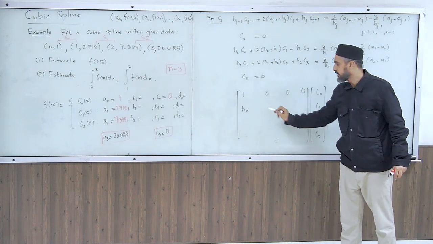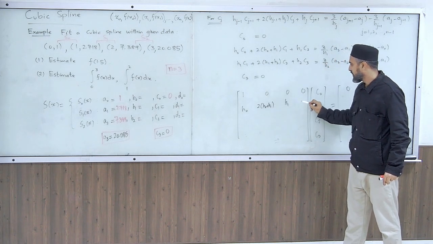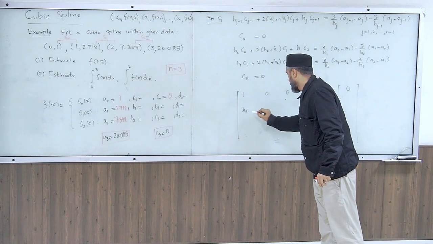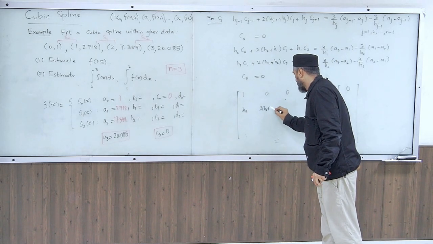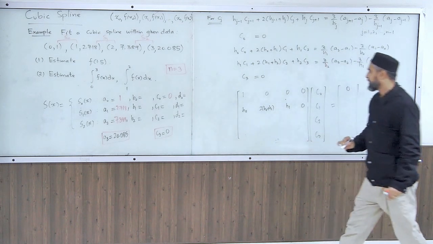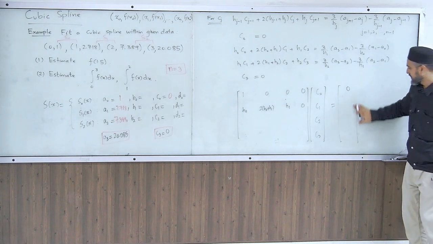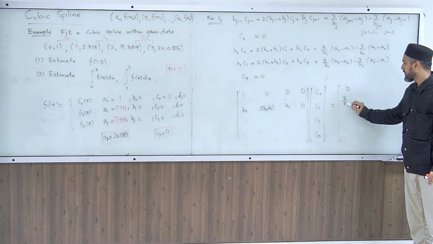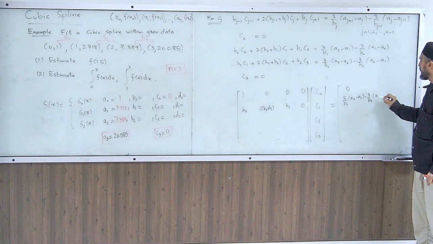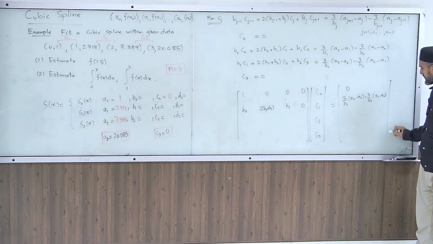Now if I write the second equation, what is the coefficient of C0? H0. Then we have 2 times (H0 plus H1) and H1. Let me try to write them in a straight line. Okay, this is the second equation. And what is the right hand side? This is the right hand side: 3 over H1 times (A2 minus A1) minus 3 over H0 times (A1 minus A0). Okay, this is the second equation.